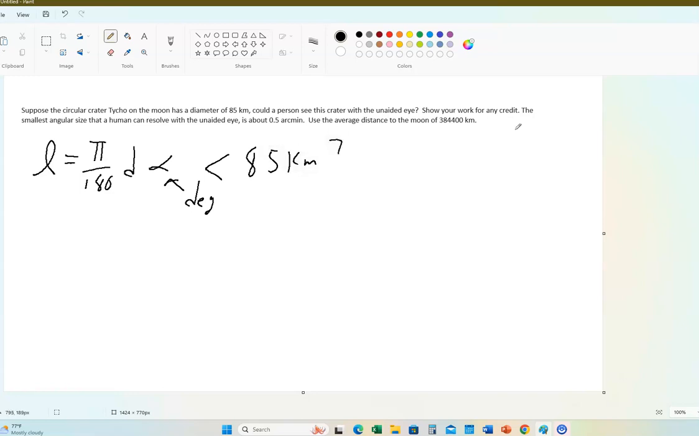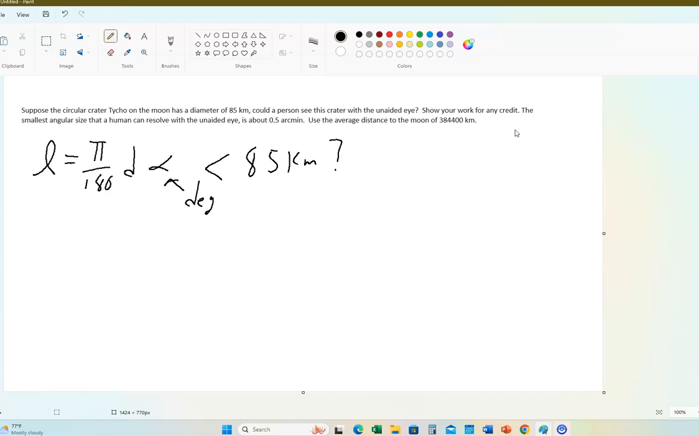So if that's true, then what does that mean? That means that if the size of an object, L, when we use an alpha of 0.5 arc minutes, is smaller than that, then humans could see it. It's as simple as that. So let's work out the details.